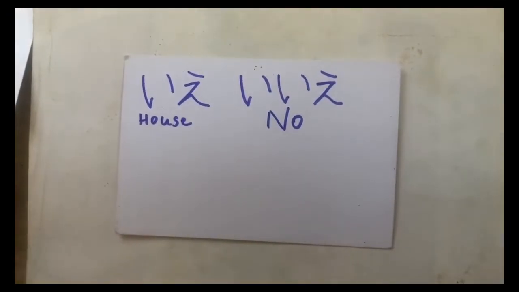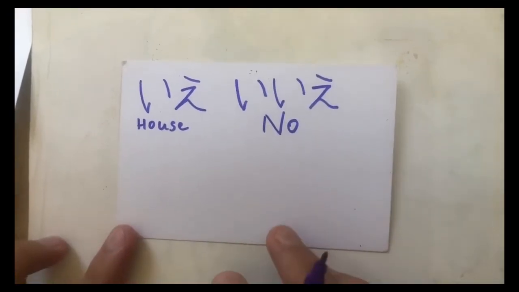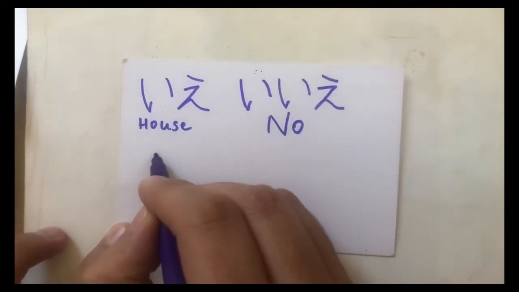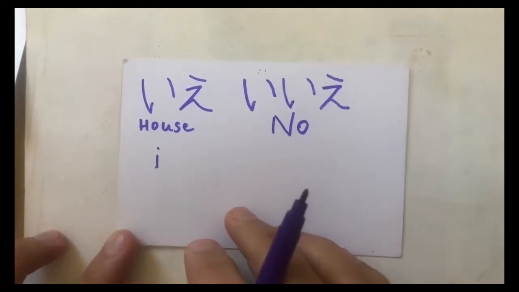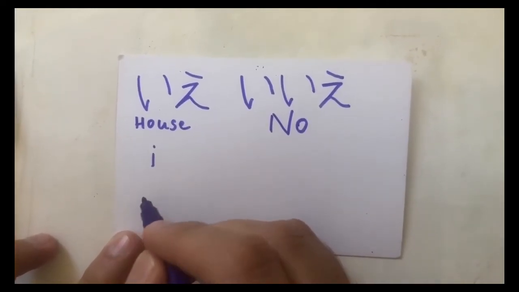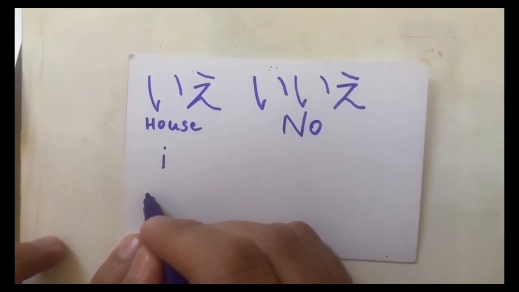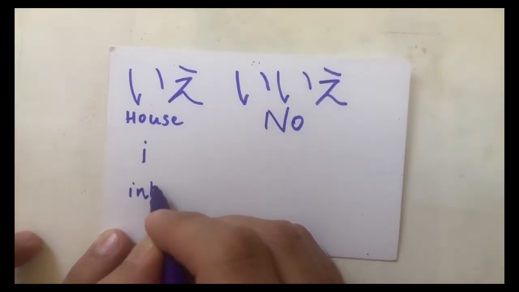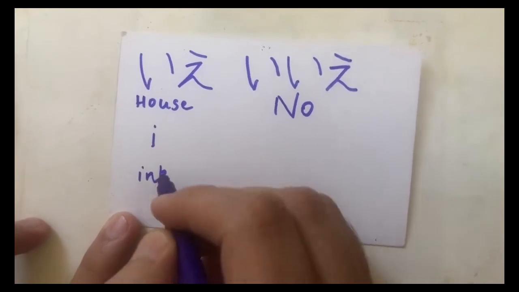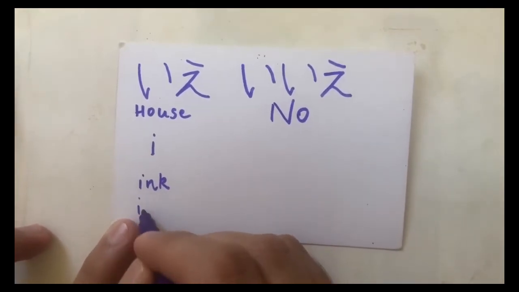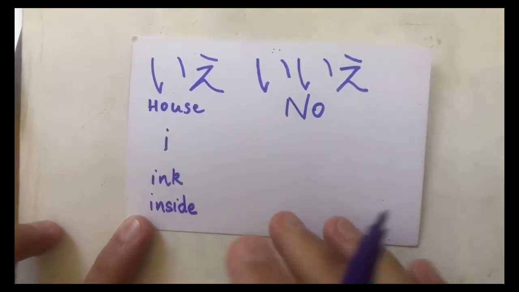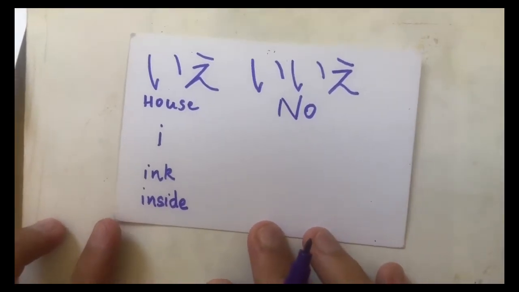So let me now give a pronunciation example of the E character. This is the English sound, and the example would be, say, ink, or inside. So this is the example.